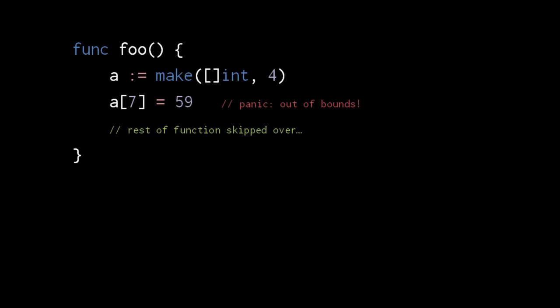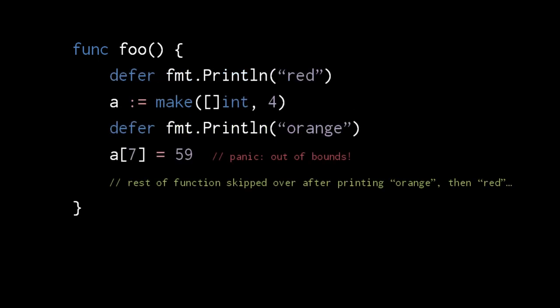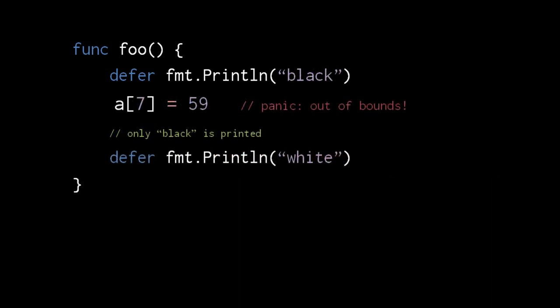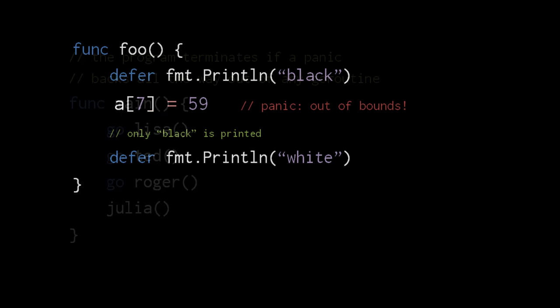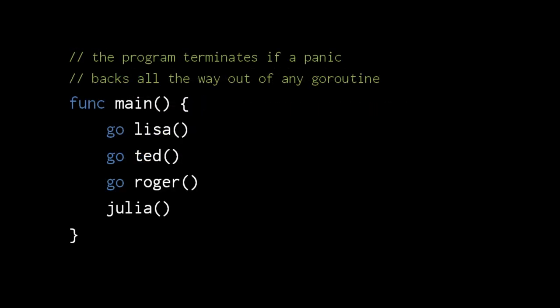Instead of exceptions, Go has panic. A runtime error, like accessing an out-of-bounds index of a slice, causes the thread to panic. A panicking thread will start backing through its call stack, executing the deferred function calls along the way. Here, we've deferred print line calls before triggering a panic. As soon as the thread starts panicking, normal execution stops and the deferred functions run, so this will print first orange, then red. Here, only the first print line call is deferred before the panic, so only black is printed. When a panic backs all the way out of any thread, the whole program will terminate. Here, the program will terminate if a panic propagates out of any of these four function calls.